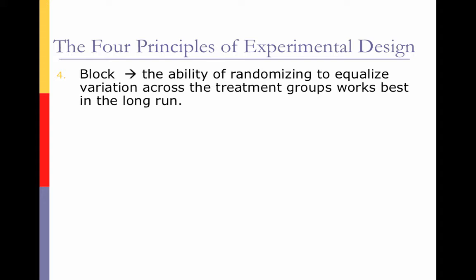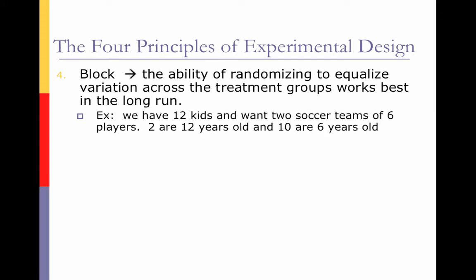So a block is the ability of randomizing to equalize variation across the treatment groups so that it works best in the long run. For example, if we have 12 kids and we want 2 soccer teams with 6 players each, we can evenly divide 12 kids into 6, no problem. The issue here is that 2 of those 12 kids are 12 years old, and the rest of them are only 6. It would be unfair if one of the teams had both of the 12-year-olds on it, because they're clearly going to be better than the 6-year-olds.